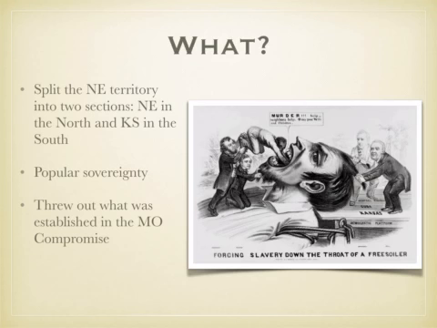Now, popular sovereignty is the idea that the inhabitants of that territory would get to determine if the territory would become free or slave. So this completely threw out what was established in the Missouri Compromise, which stated, remember, the 36th parallel would determine the free and slave states. So what ended up happening?